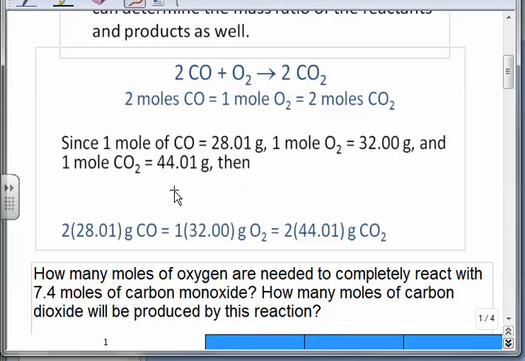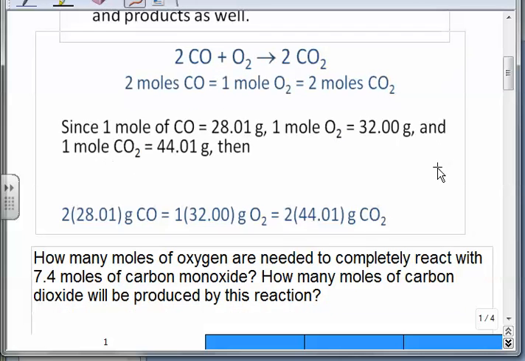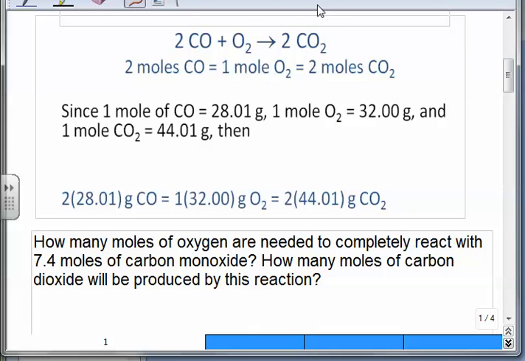We know from the molar masses that can be calculated that 1 mole of carbon monoxide weighs 28.01 grams, 1 mole of oxygen weighs 32 grams, and 1 mole of carbon dioxide weighs 44.01 grams, right? These values are determined simply by adding up the atomic masses for each compound. So another way to think of the relationship within this balanced equation is to say that 2 moles of carbon monoxide weighs 2 times 28, or about 56 grams. 1 mole of oxygen weighs 32 grams, and 2 moles of carbon dioxide weigh about 88 grams, right? So it gives us this molar ratio.